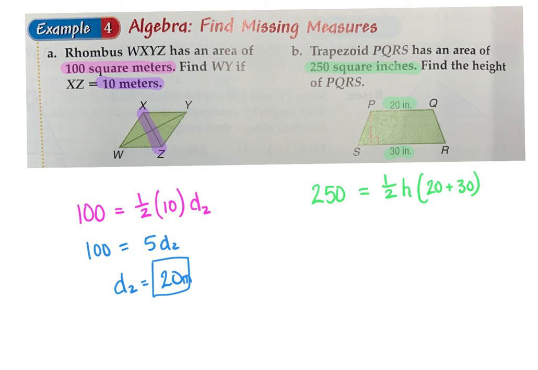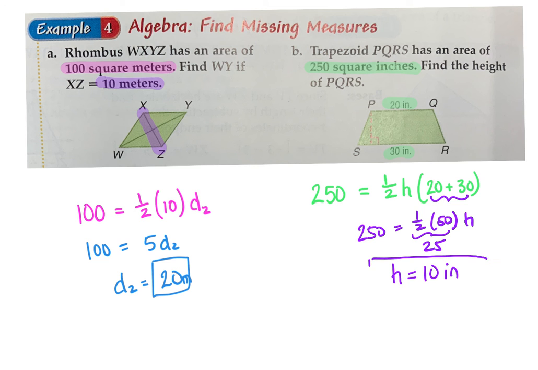You can go ahead and figure out all of this over here if you want to. 250 is 1/2 of, that's obviously 50, times my height. So this is going to be 25. And then just divide both sides by 25. Yeah, you'll get a height of 10. So 10 inches will be my height there.